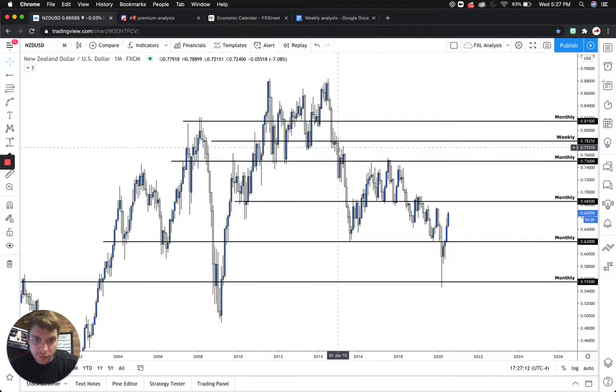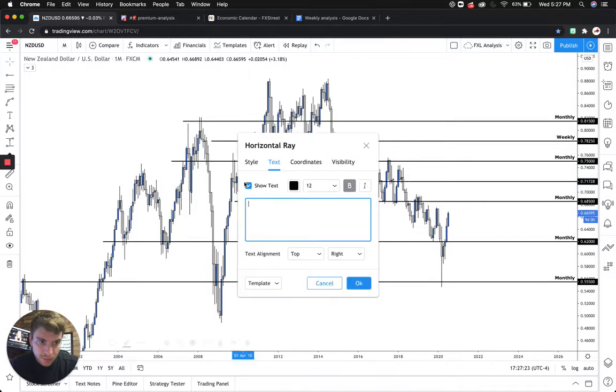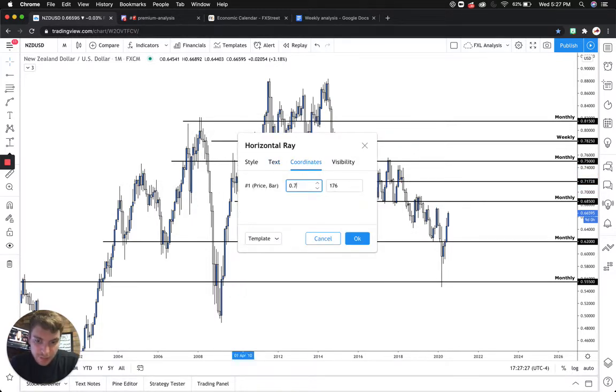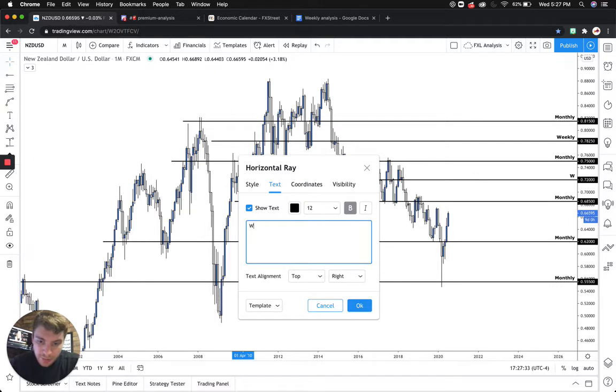Resistance, support, resistance here again. So that's a pretty good level. Let's go ahead and do this for the next one. Let's see if this is going to make sense. 0.72. Yeah, that looks pretty good, actually. I like that. All right, so that'll be the weekly.